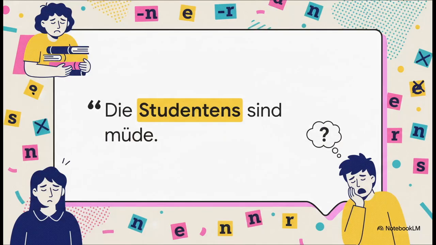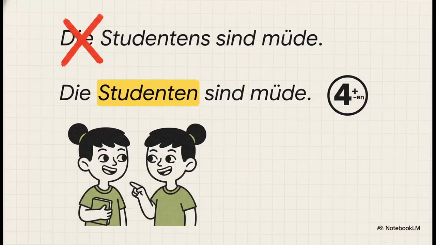All right, let's try one more. Die Students sind müde. Oh man, this is such a classic mistake for English speakers. What do you think? What should the plural of Student really be? You got it. Student is a group 4 noun, which means its plural is die Studenten. That S ending has no business being there.